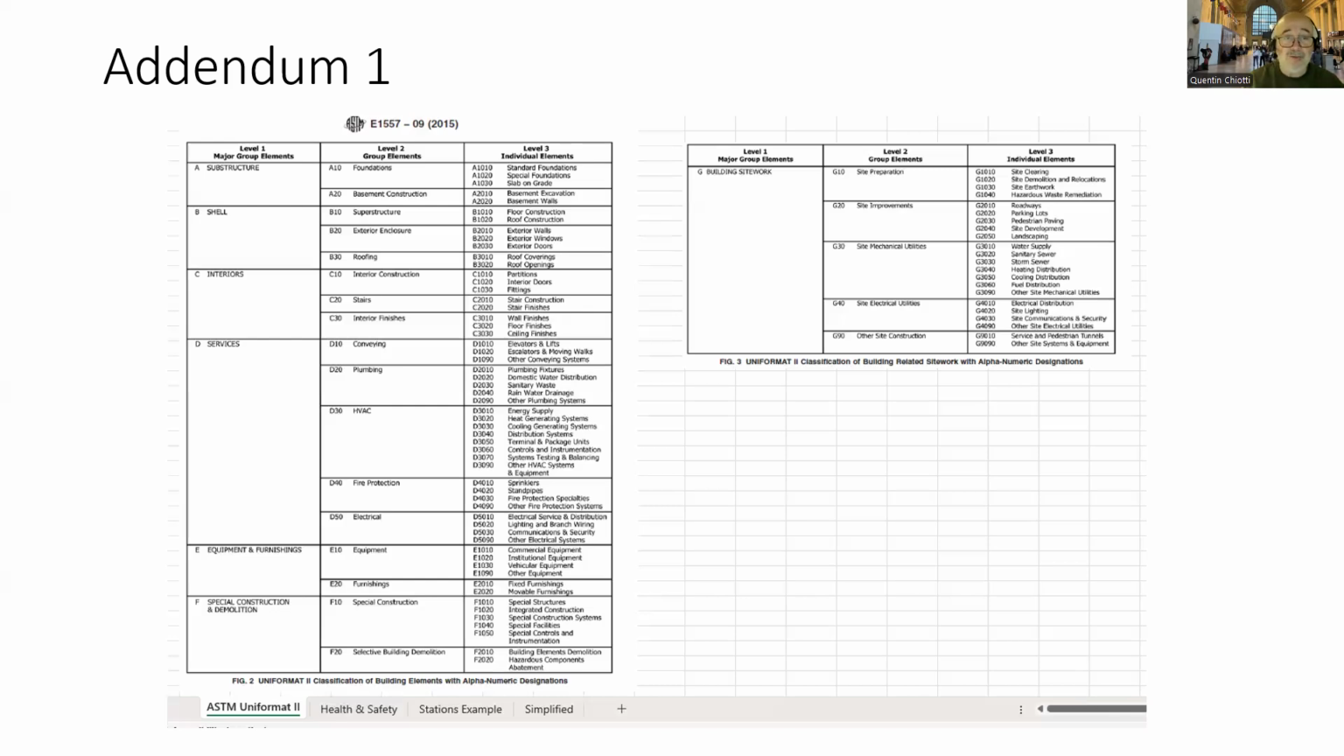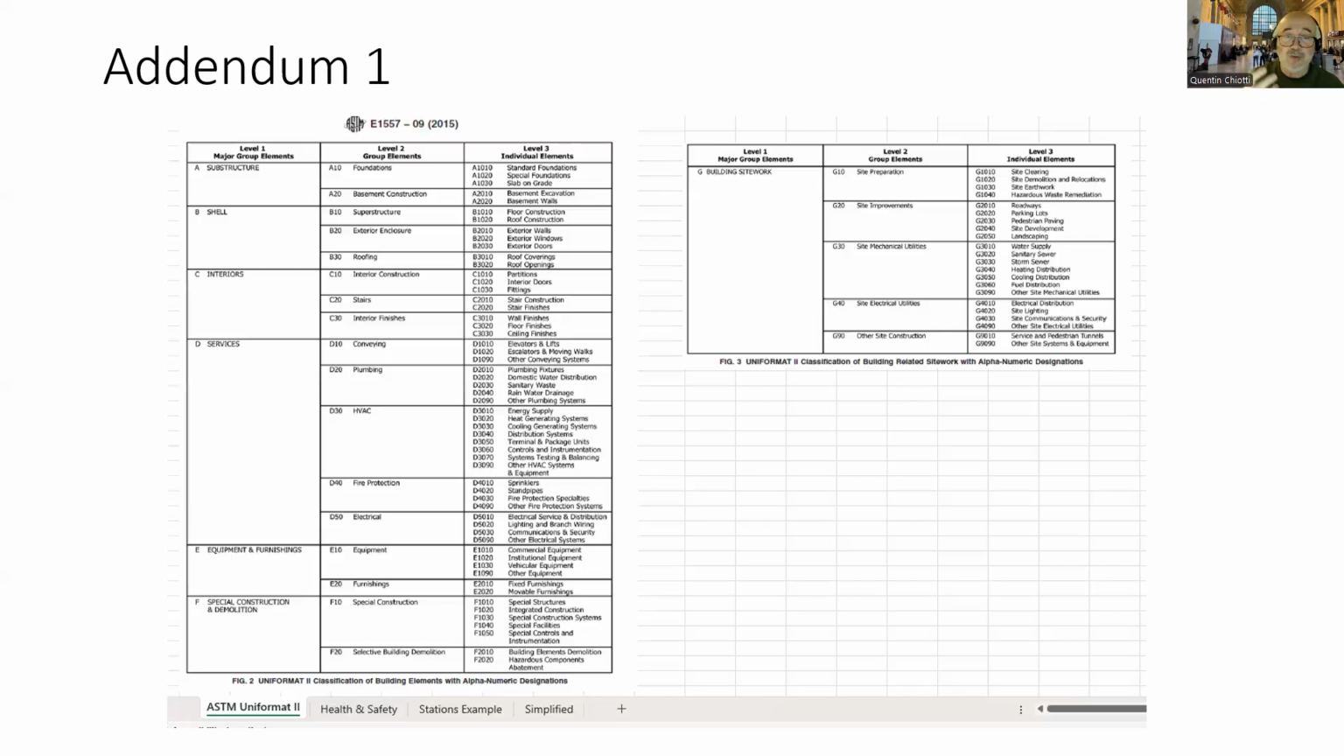But I wanted to put this forward as an example: major group elements for a building. Instead of calling it building per se, it's the substructure, the shell, the interiors, the services, equipment and furnishings, special construction and demolition, whatever the heck that is, under level 1 group elements or major group elements. And then under level 2, if we just look at the shell, for example, under B, the group elements are superstructure, exterior enclosure, roofing.